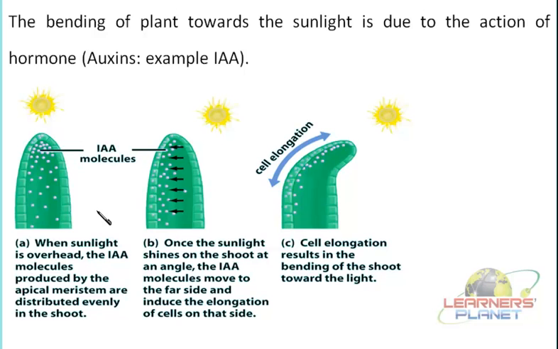Now as the sunlight is present, more and more auxin is going to be produced, right? But the site of action would be different. It can initiate, but it is still sensitive. It cannot show its function at the site where more and more sunlight is present. So what happens is, once sunlight shines on the shoot at a particular angle, the IAA molecule will move to another side, or to the far side.